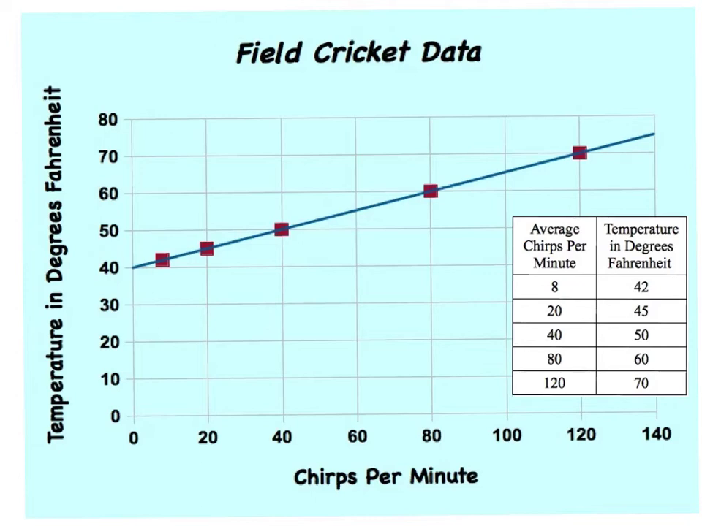Here I've plotted some of Dolbear's data onto a graph. We have an x-axis that shows chirps per minute, and a y-axis that shows temperature in degrees Fahrenheit. Let's check one of these data points to make sure this graph makes sense to us. Let's take this second one where Dolbear counted 20 chirps per minute when it was 45 degrees Fahrenheit. Let's look at the graph. This is our data point here for 20 chirps per minute, and it looks like we're at about 45 degrees Fahrenheit. You'll notice this graph makes sense because when we're at fewer chirps per minute, our temperature is lower. When we're at more chirps per minute, our temperature is higher. So this graph makes sense with the data that Dolbear collected.